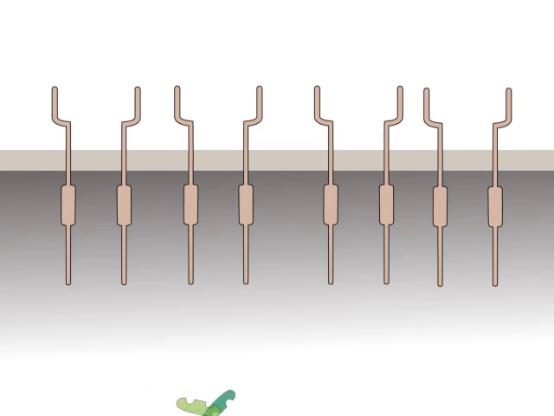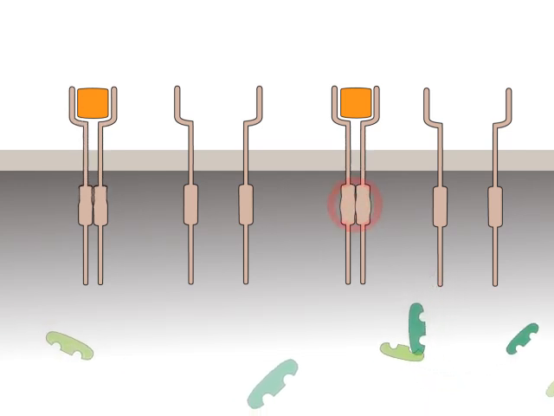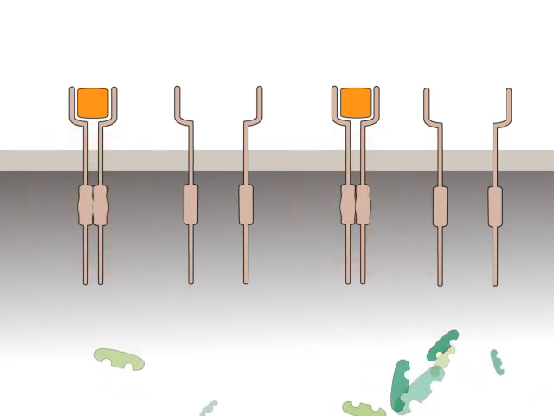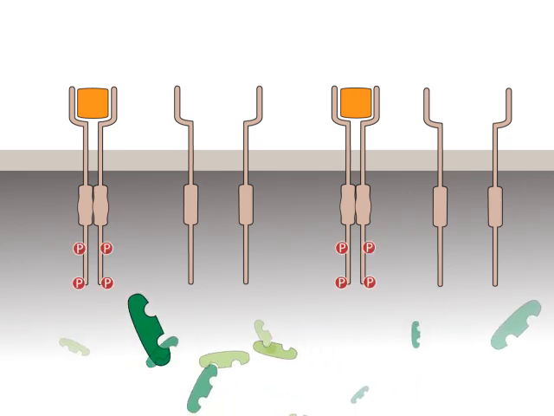When growth factors, shown in orange, bind to the extracellular domains of their receptors, the receptor monomers dimerize. The cytoplasmic tyrosine kinase domains of the receptor monomers are activated, and tyrosine residues of the cytoplasmic domain are phosphorylated.